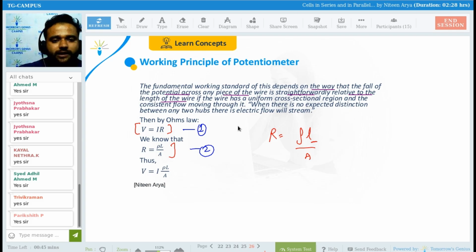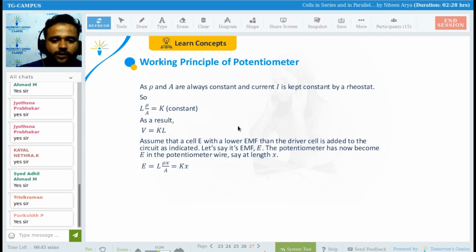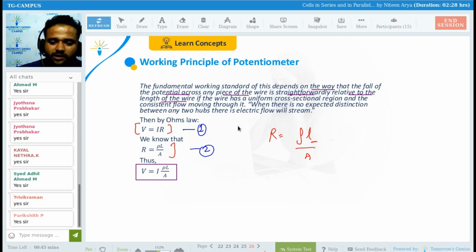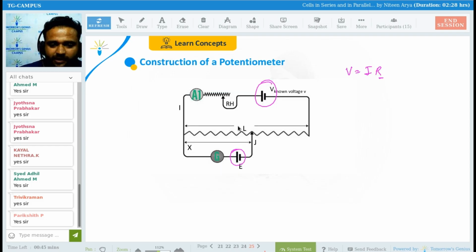Instead of V equals IR, now my potential voltage is dependent on length and current, and that's what I want. Rho and A are always constant, and current I is kept constant by a rheostat. What is the meaning of this? This I is constant. What is a rheostat? A rheostat is a changeable resistance. This RH. I is going to be constant with this.